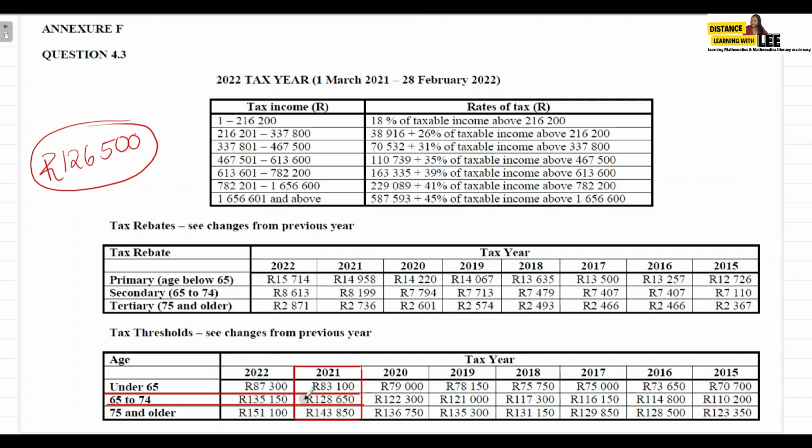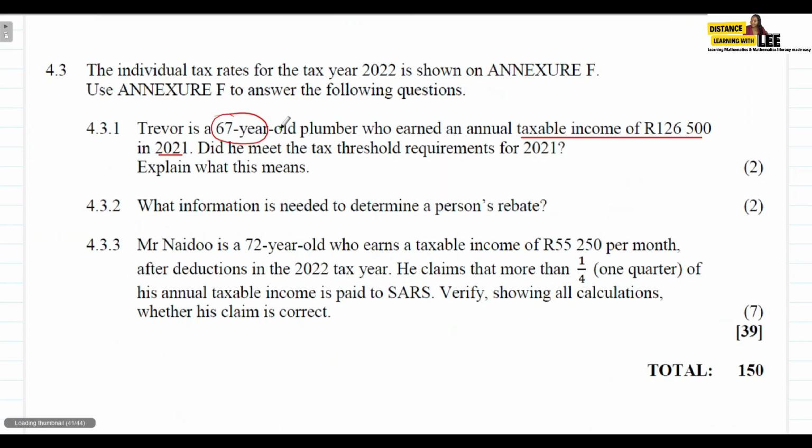And then what do we see? This 128,650 is actually greater than 126,500, meaning that he does not have to pay tax, because his annual taxable income is actually less than the tax threshold. So now to answer our question, did he meet the tax threshold requirement? We're going to say that yes, he did meet the tax threshold requirement.